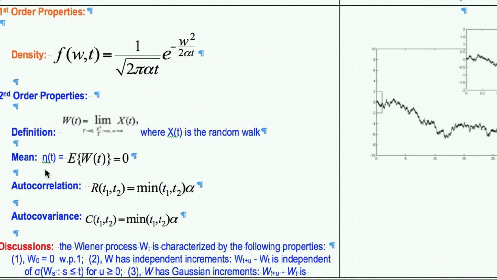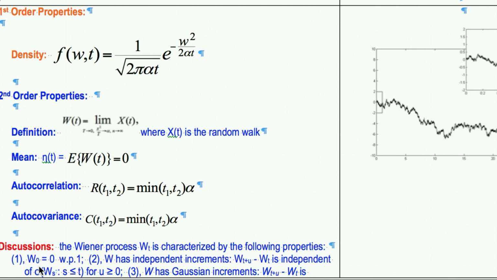The mean m of t is equal to the expected value of Wt, which is equal to 0. The autocorrelation R of t1, t2 is equal to the min of t1, t2 times alpha, and the autocovariance C of t1, t2 is equal to the min of t1, t2 times alpha. So certainly the autocorrelation and autocovariance are identical. Okay, to begin the discussion, the Wiener process, Wt, is characterized by the following properties.